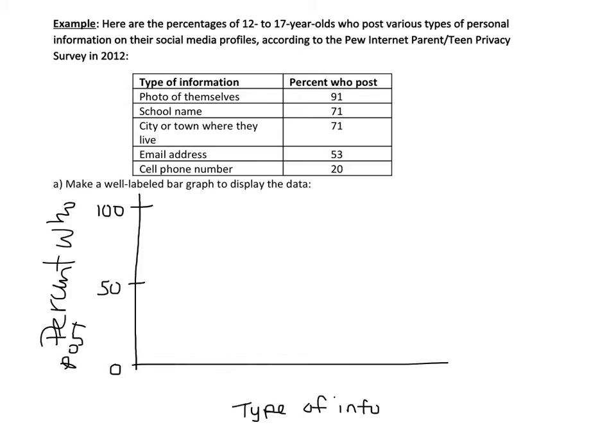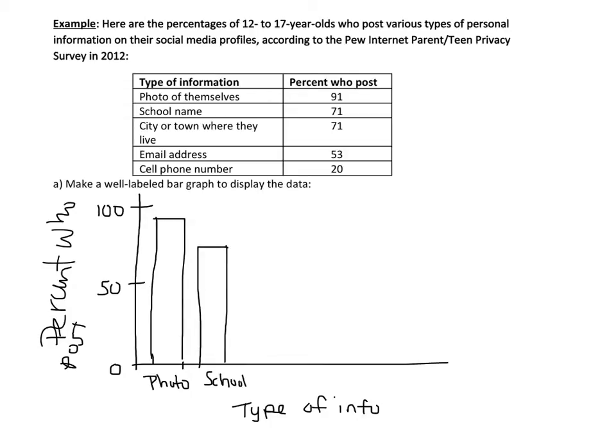I'm going to start with the people that post a photo of themselves. You can just kind of estimate where it is. So that looks like it's about 91. And you're going to go from there. For a bar graph, you'll find the bars do not touch. You're going to see something later on called a histogram, and in that the bars are going to touch. But in this case, you're going to have the bars a bit spaced out.